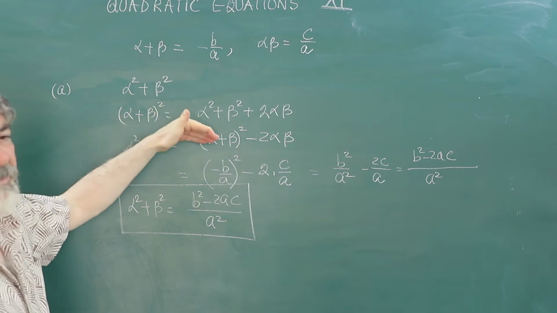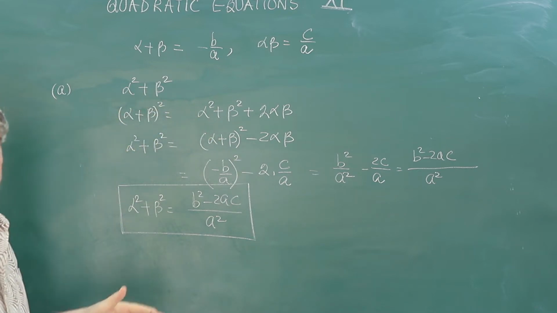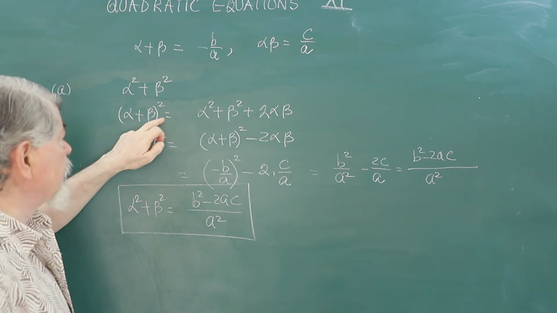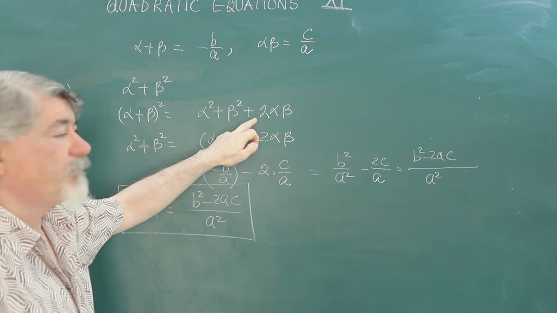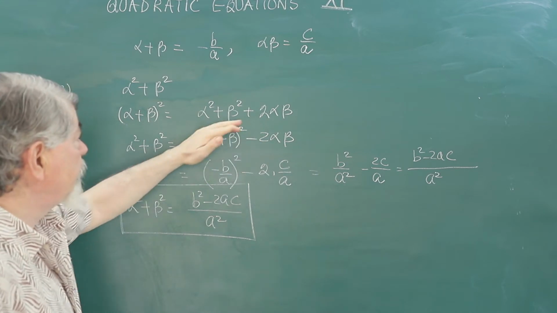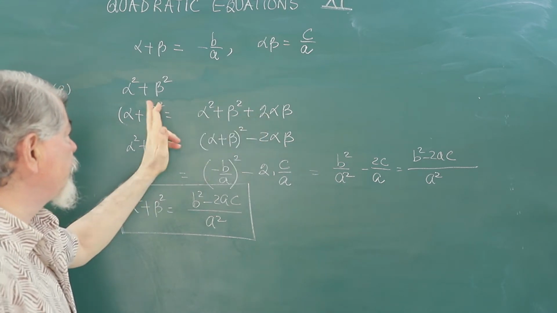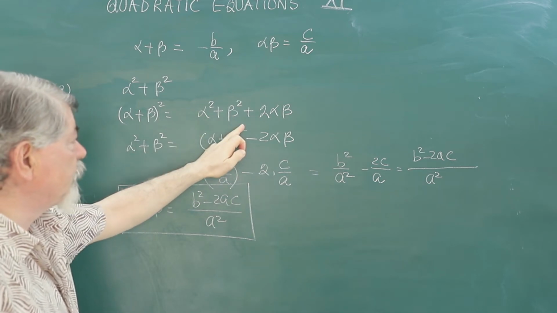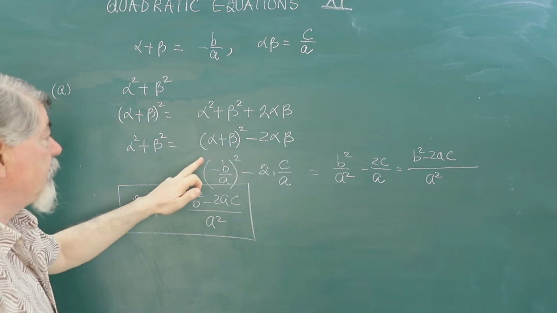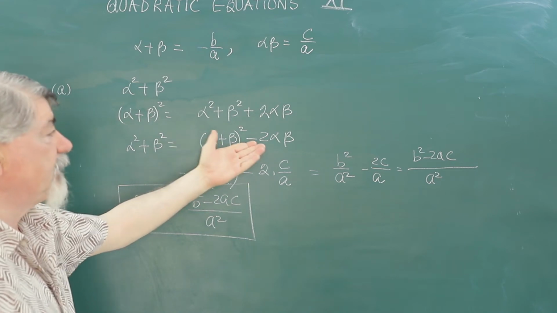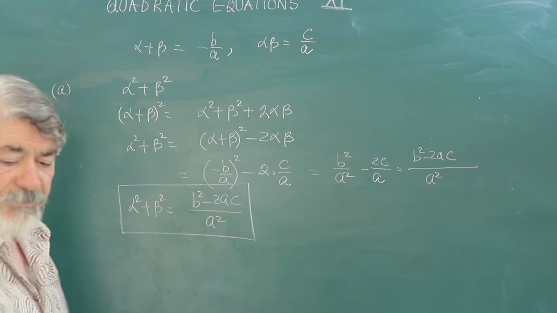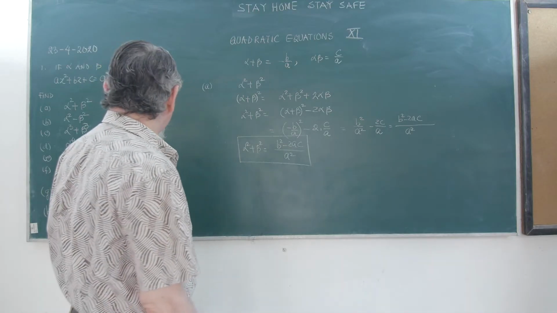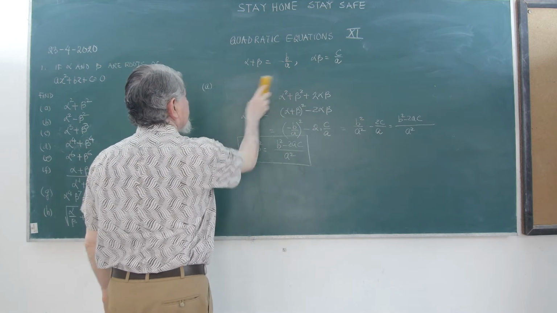So basically we are using the basic algebra which we had learned during expansions. Alpha plus beta whole square was alpha square plus beta square plus 2 alpha beta. We transferred this to this side, so alpha square plus beta square will come out to be alpha plus beta whole square minus 2 alpha beta. We know the value of alpha plus beta and alpha beta. We'll substitute those values and we get the final answer for alpha square plus beta square. Now let us see the next part.